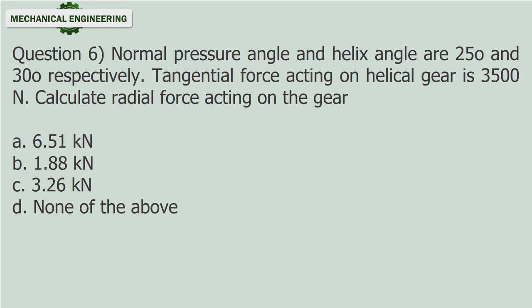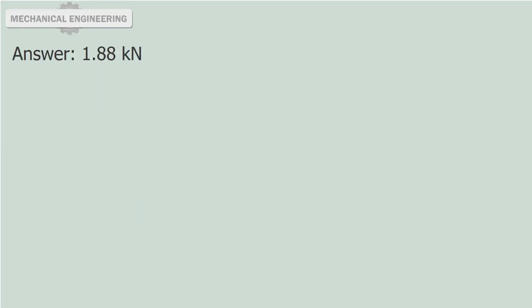Question 6. Normal pressure angle and helix angle are 25° and 30° respectively. Tangential force acting on helical gear is 3500 N. Calculate radial force acting on the gear. A. 6.51 kilonewtons. B. 1.88 kilonewtons. C. 3.26 kilonewtons. D. None of the above. Answer. 1.88 kilonewtons.